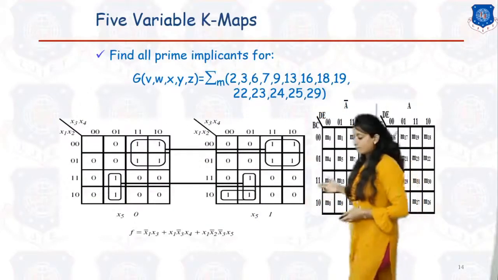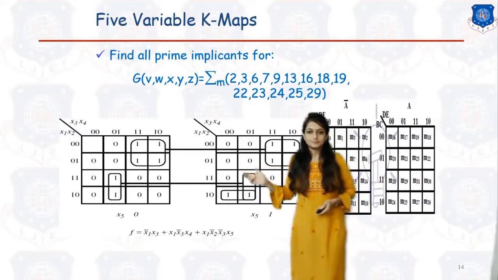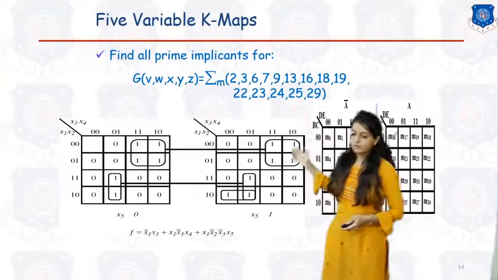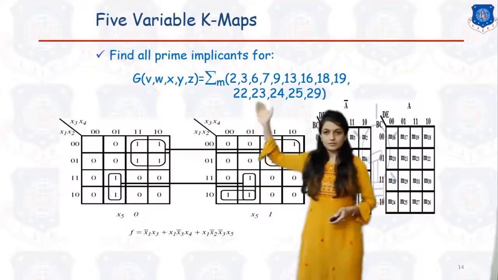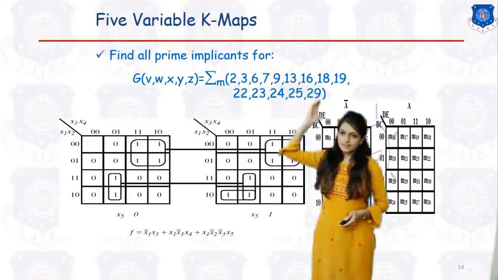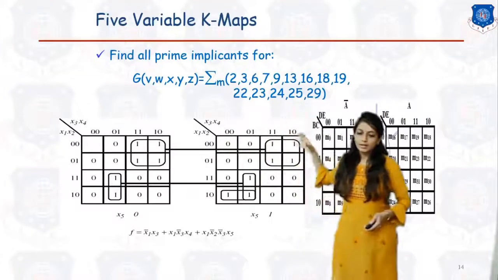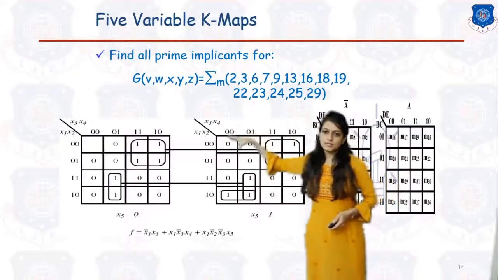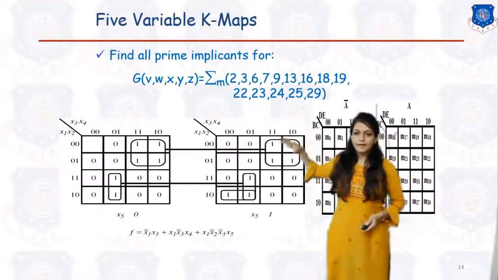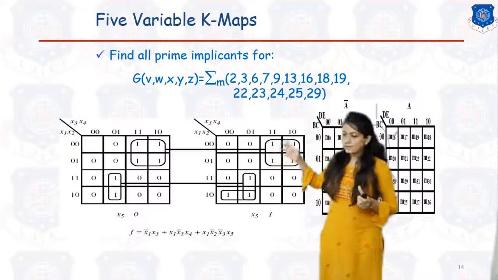So this is the example of a 5 variable K-map in which you place the one at the corresponding position for the function given as g of v w x y z. So place 1 accordingly. Make groups of ones in such a way that they cover more ones. And write the expression, like, let us take one example.